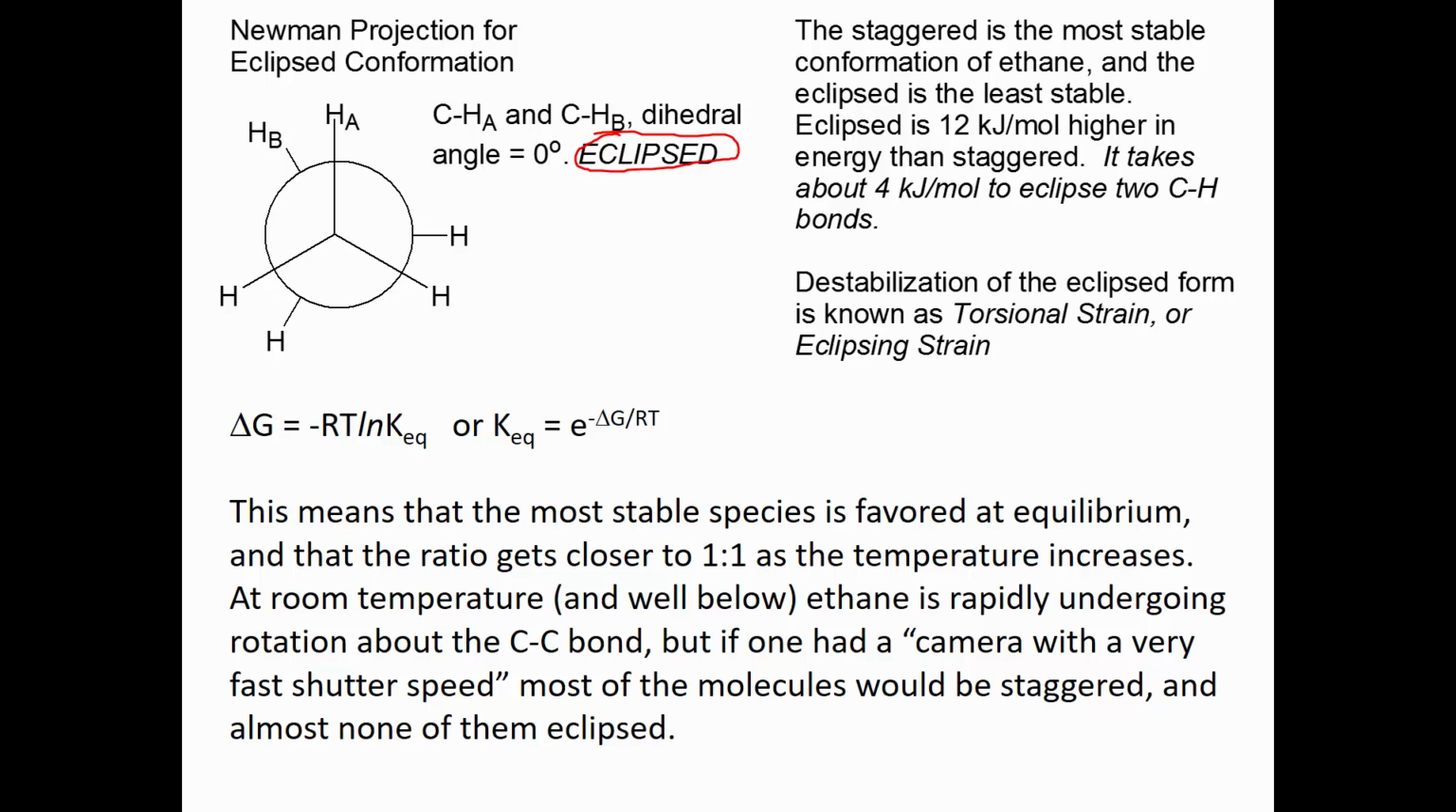Now, it turns out that the staggered and eclipsed conformations not only represent the extremes as far as the spatial relationships of hydrogens go, they also represent the extremes as far as the energies of these conformations go. The most stable form of ethane is the staggered form. The eclipsed is 12 kilojoules per mole higher in energy than the staggered. And this destabilization is known as torsional strain or eclipsing strain.